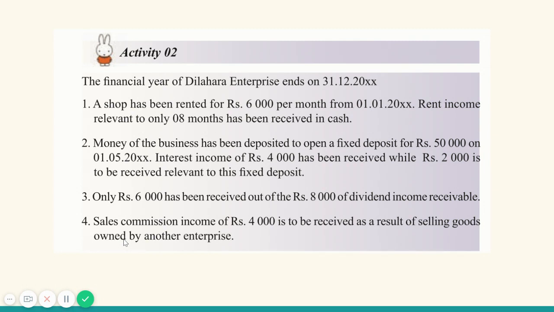Fourth one, sales commission income of 4,000 rupees is to be received as a result of selling goods owned by another enterprise. So these also show 4 ways that you can be tested at the exam with regard to this second type of adjustment, which is known as income receivable.